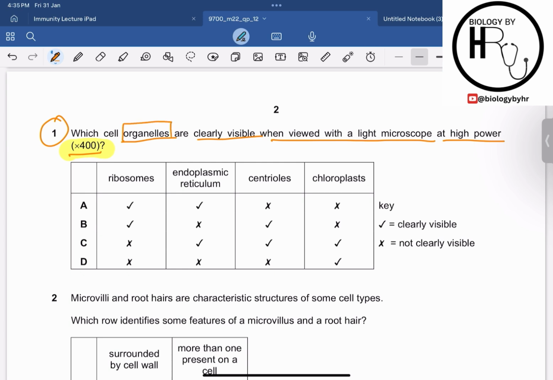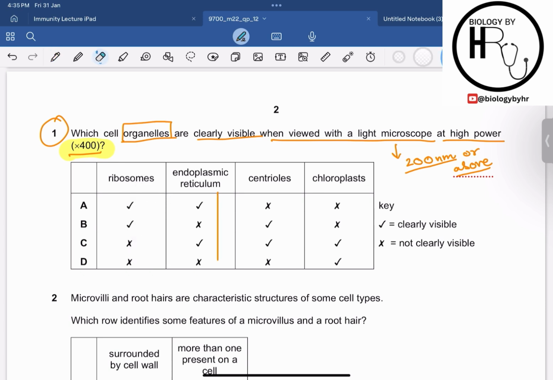We know that the light microscope can view the objects that are 200 nanometers or above, right? We have studied it in the lectures of cell structure, that the light microscopes can view the objects which are of 200 nanometer or above. It is its resolution. So in order to solve this question, they are saying that whether ribosomes can be visible or not, whether endoplasmic reticulum can be visible or not.